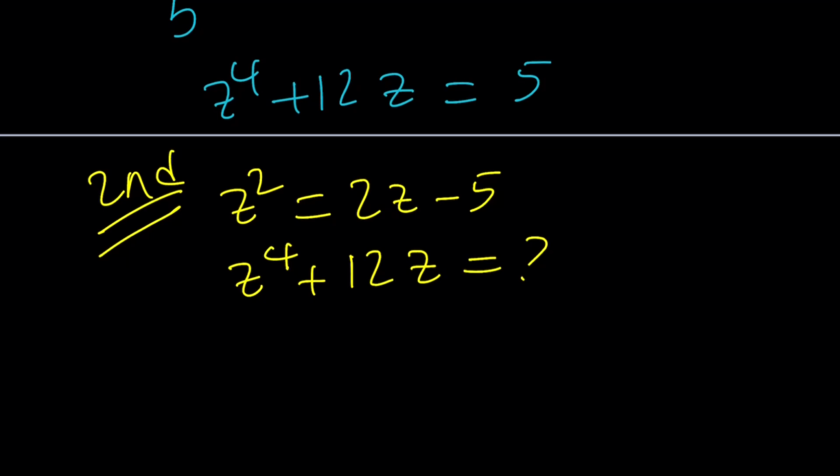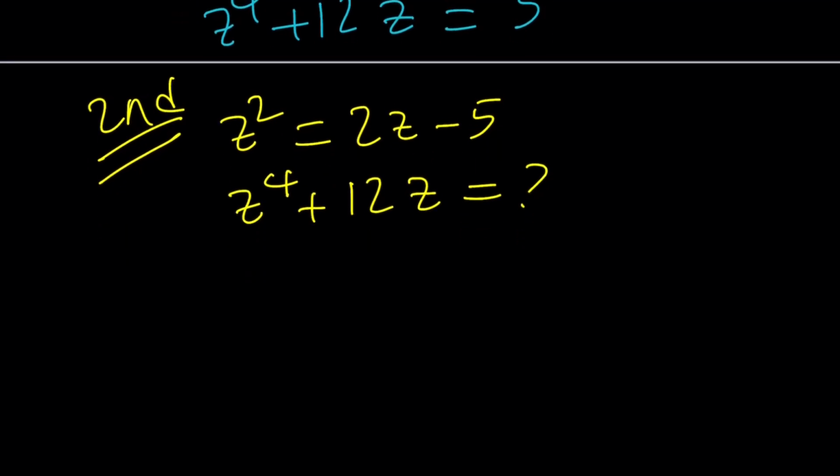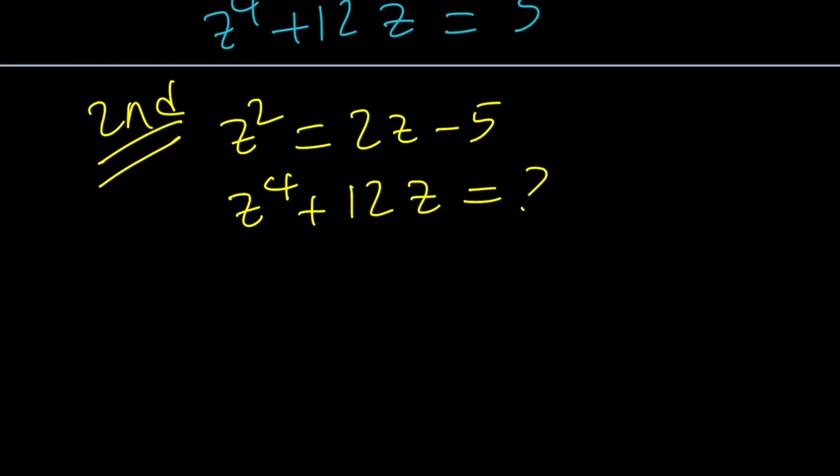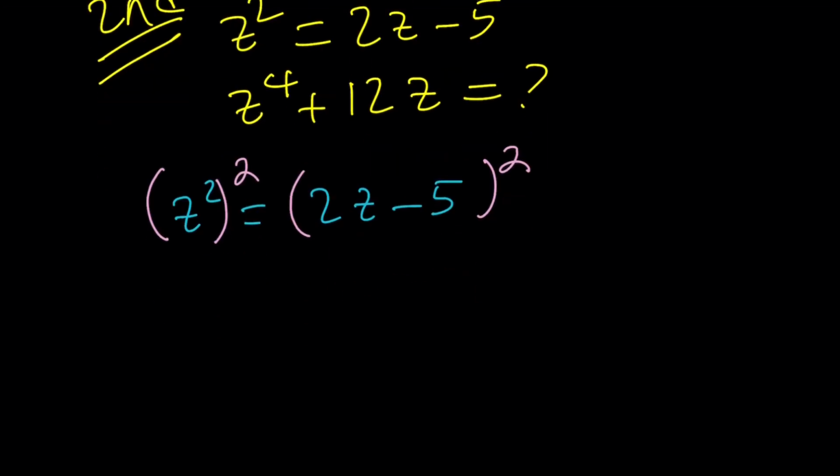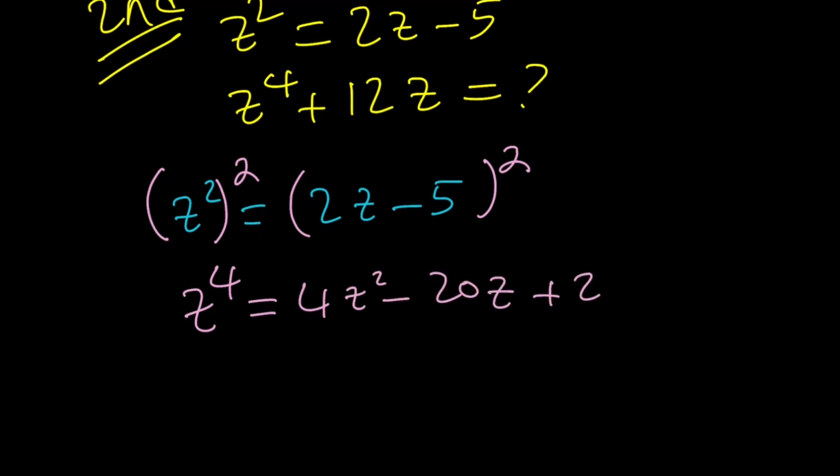Now, with the second method, I'm going to manipulate this as a polynomial. So I have z squared. I need z to the fourth power. So what does that mean? Well, it just means that to get to z to the fourth from z squared, you just need to square both sides. So let's go ahead and do it. If you square z squared, you get z to the fourth. And then on the right-hand side, we get 4z squared minus 20z plus 25.